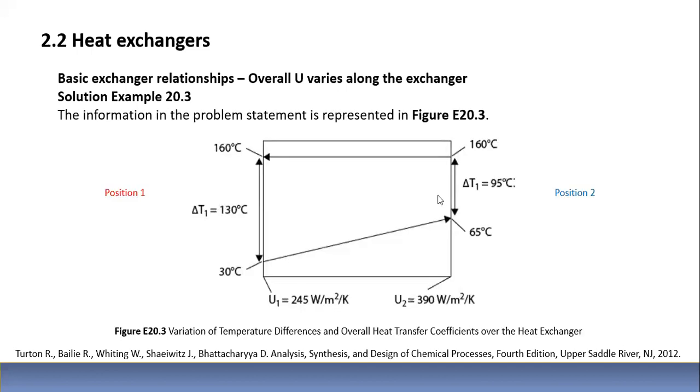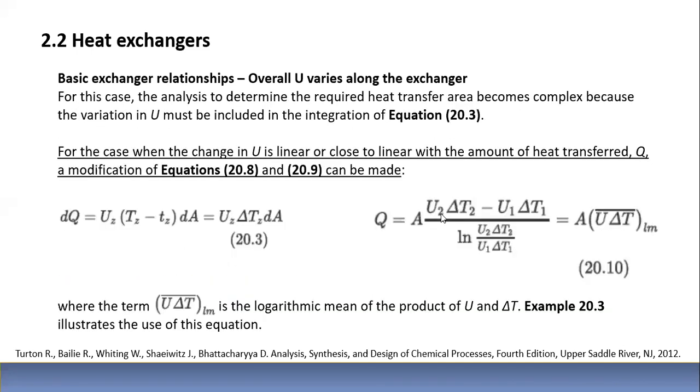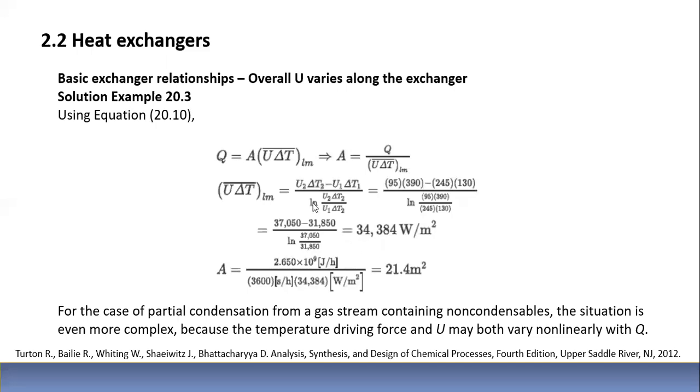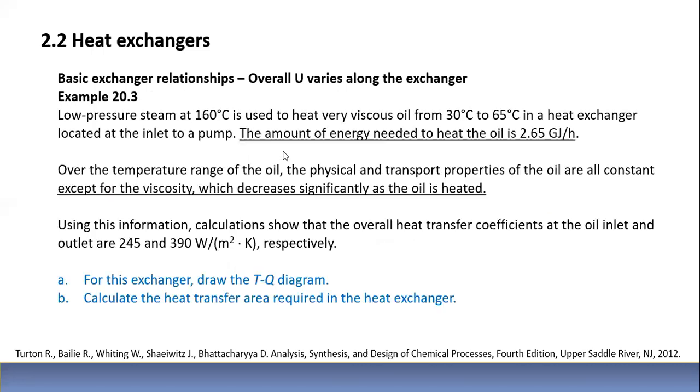Then we can use equation 10, where we have U2, which is some sort of an average value, times this difference, delta T2, minus the value for U1 times this difference, delta T1, over the natural log of this product over this product in here. And that's why we will see that. So A, we're solving for A because that's what it's asking.